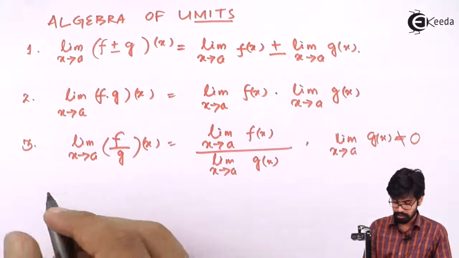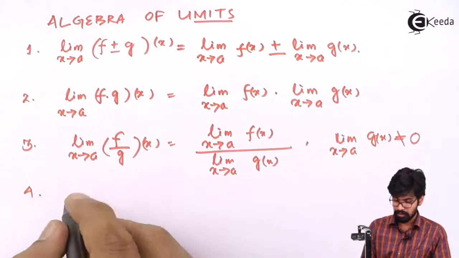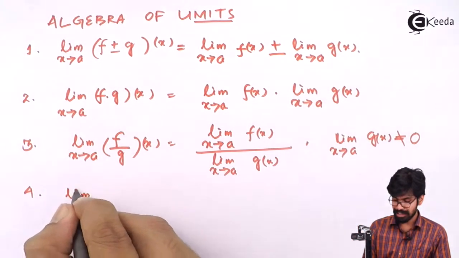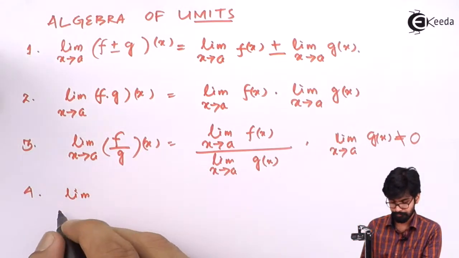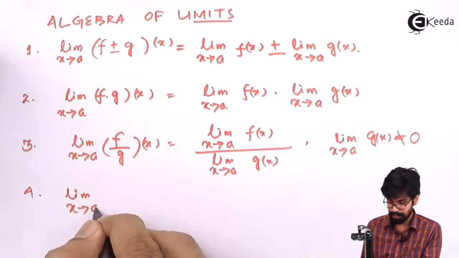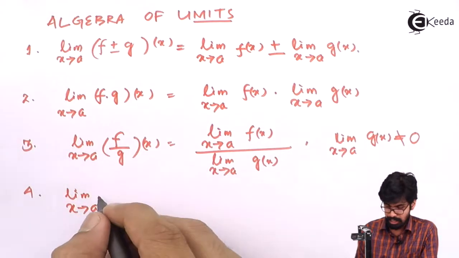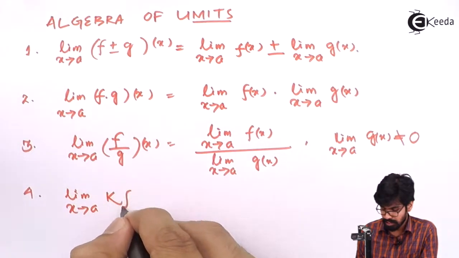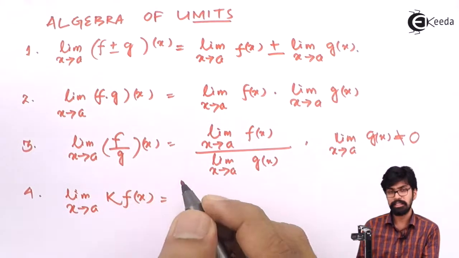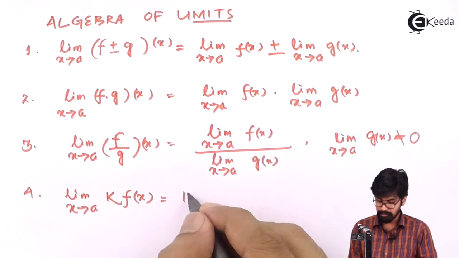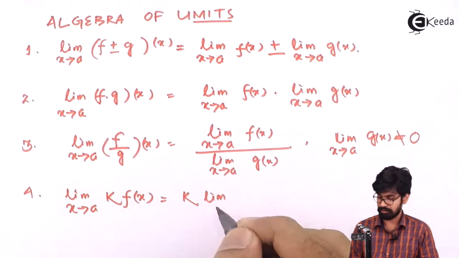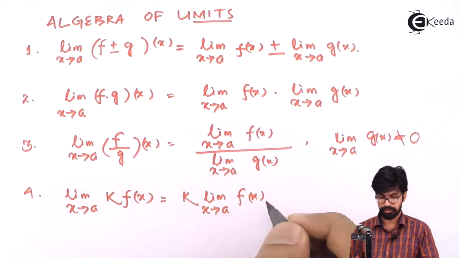The fourth case is when we multiply a scalar with a function. Limit as x approaches a of k times f of x will be equal to k times the limit of f of x as x approaches a.